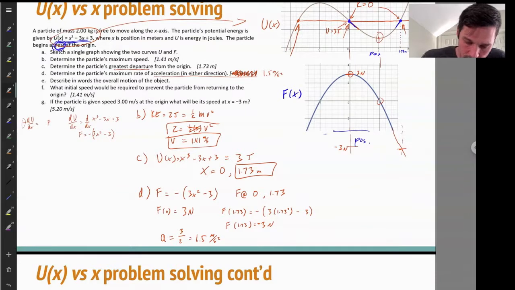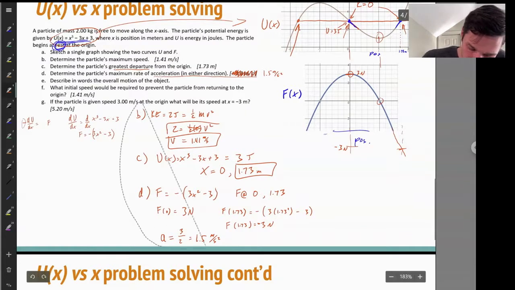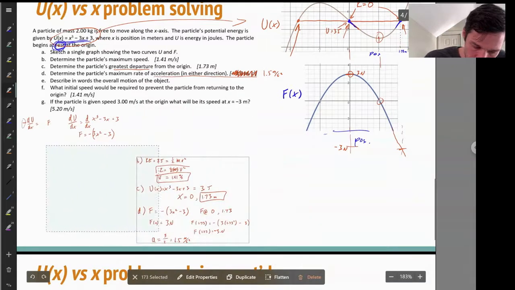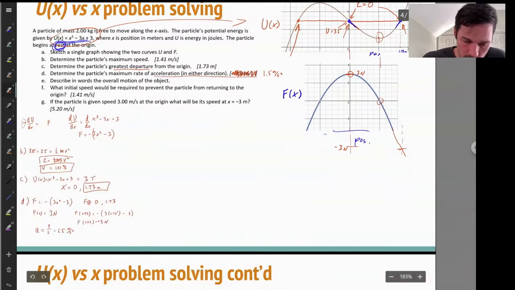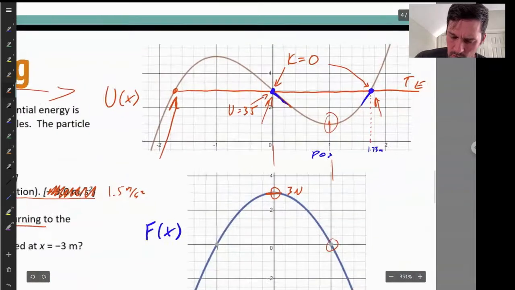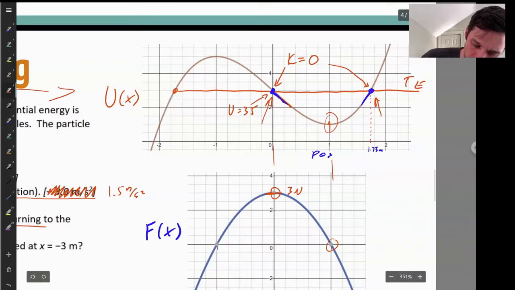And the last couple of questions, let's shrink these down, get those out of the way. What initial speed would be required to prevent the particle from returning to the origin? How would we do that? To prevent it from returning to the origin, well, if we look at our graph, let's get rid of all this nonsense.